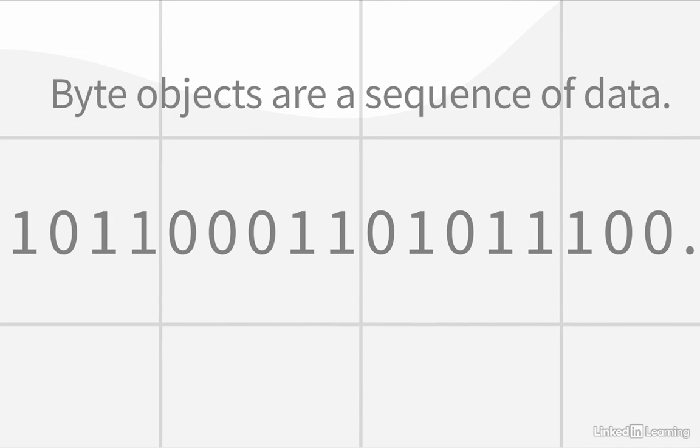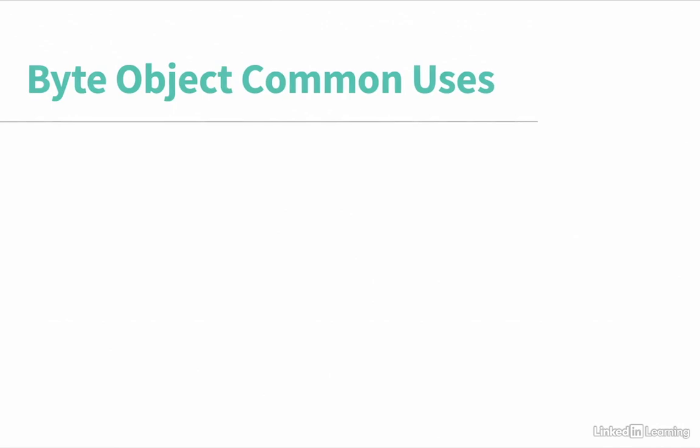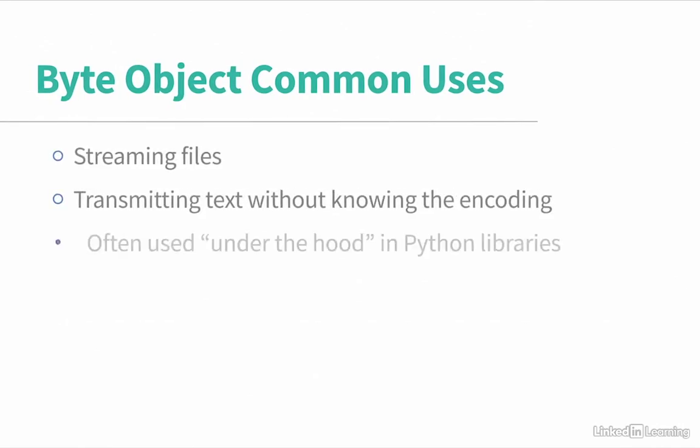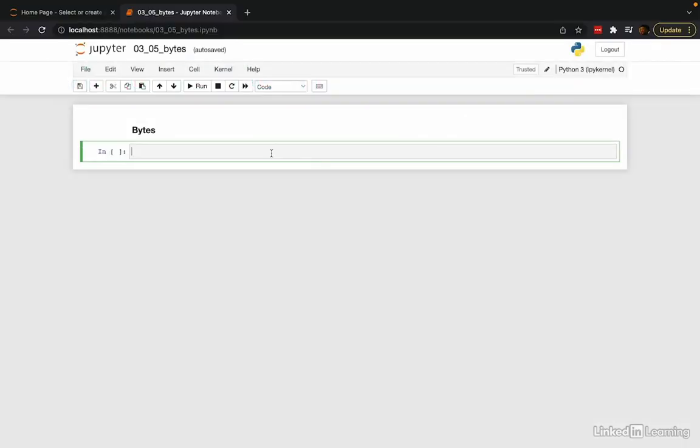What kind of data is the bytes object? Who cares? What type is it? Well, it's a bytes object. It's a sequence of data, and that's all Python needs to know. The bytes object is commonly used for streaming files or transmitting text without knowing what the encoding is. You'll see it pop up a lot in Python libraries. So let's take a look at how to recognize and use this bytes object.